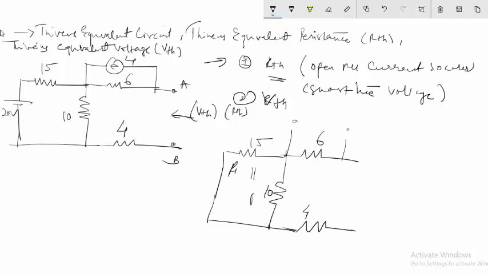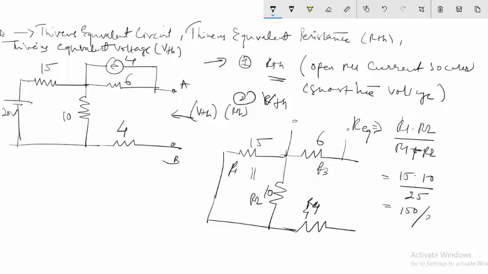If I am taking R1, R2 and R3 and R4, so R1 and R2 are in parallel. To solve them, I will write R1 R2 divided by R1 plus R2. So to find R equivalent of those two, it is 15 into 10 divided by 25. It is equal to 150 divided by 25. It comes out to 6.